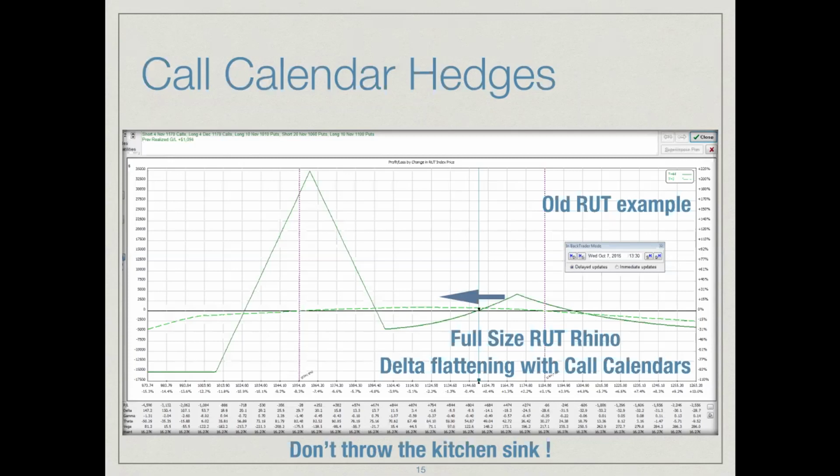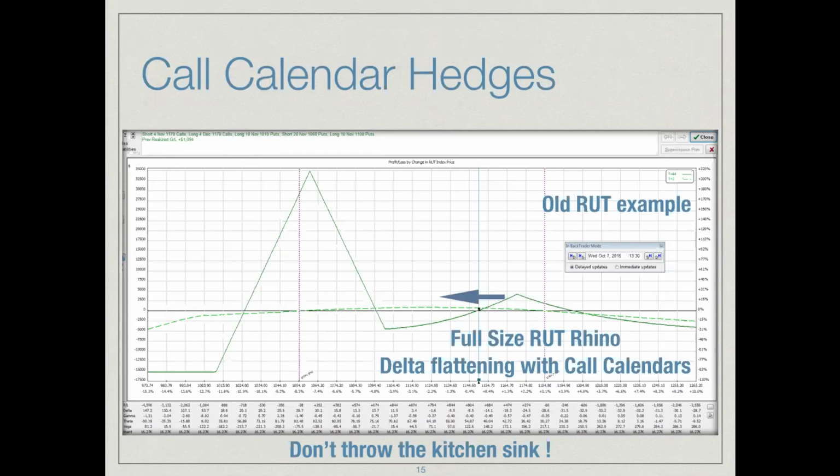The delta flattening, I mean, it flattens delta, of course. And I have realized that it works okay. I mean, a call calendar is supposed to be Vega positive. It may not be as Vega positive as it says. So the modeling in OptionView and other platforms may be slightly wrong. But again, it doesn't mean that the call calendars don't work.